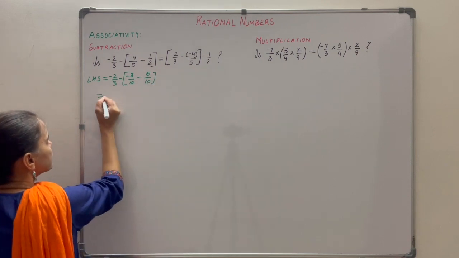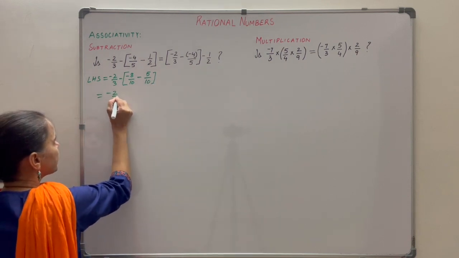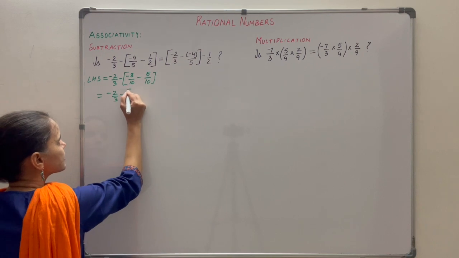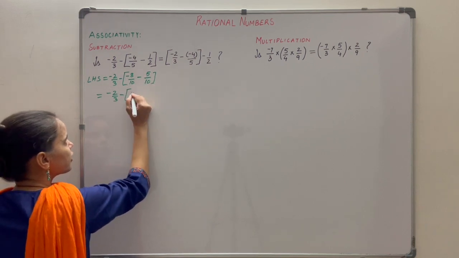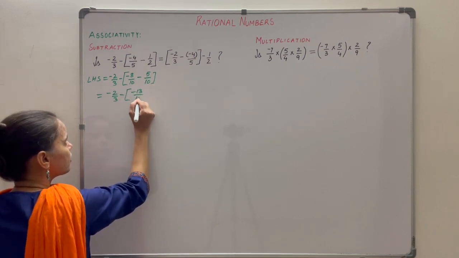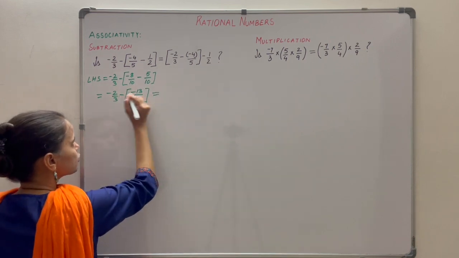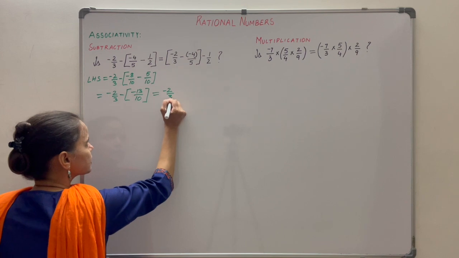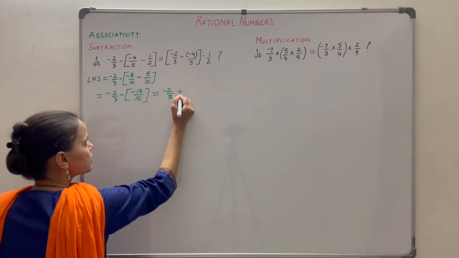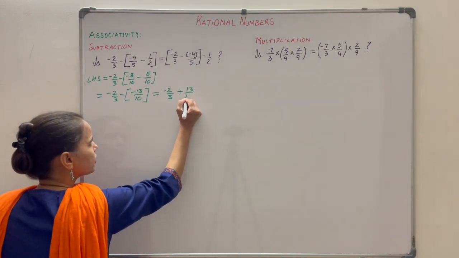Now let us solve it. So here you get minus 2 by 3, this minus sign as it is. So minus 8 minus 5 is minus 13 upon 10. So minus into minus is plus. So this minus 2 by 3 I am writing as it is. This minus into minus is plus. So this is plus 13 upon 10.